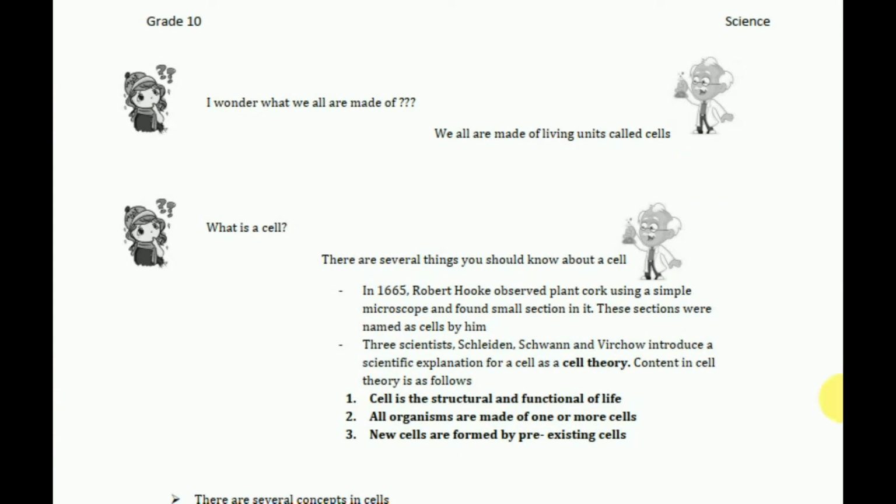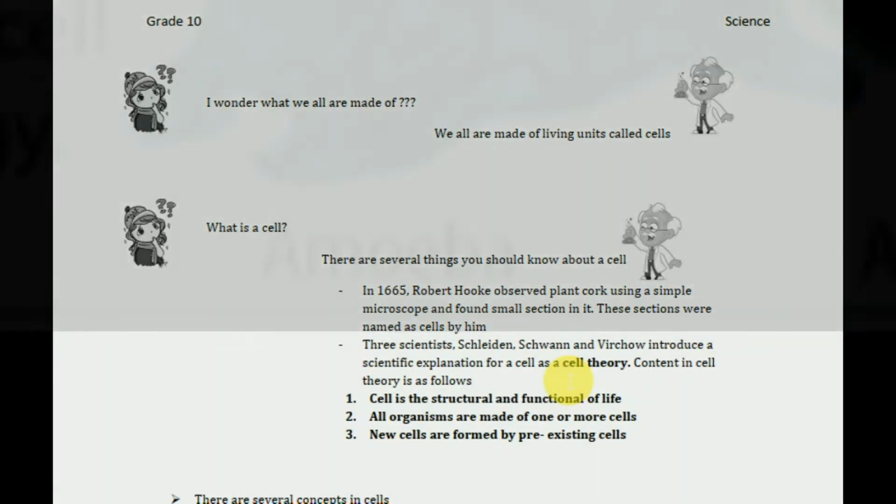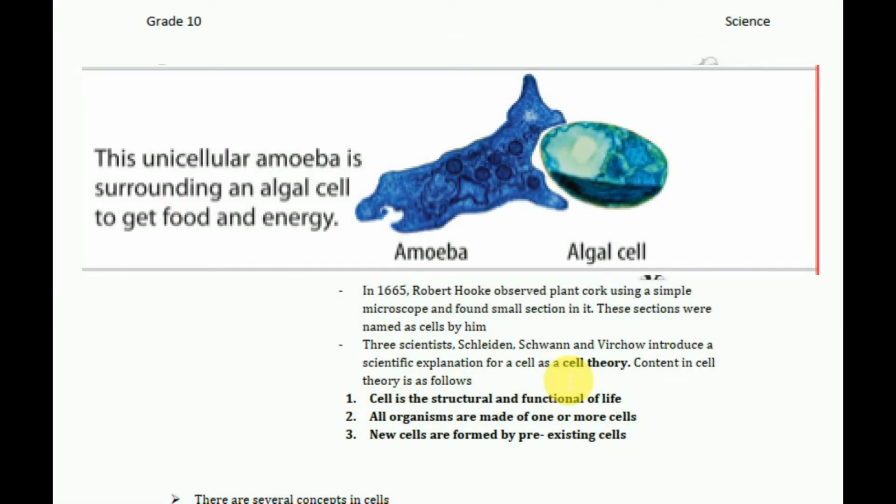Now, the second part. The scientists Schleiden, Schwann and Virchow introduced the scientific explanation for cells as the cell theory. Already you know that. She's very happy that she gets the idea properly now. The content in cell theory is as follows. So we should know what they told about cells. First thing in the cell theory, these are very essential points you have to understand. Number one, it says the cell is a structural and functional unit of life. That means it develops the structure and function of life.